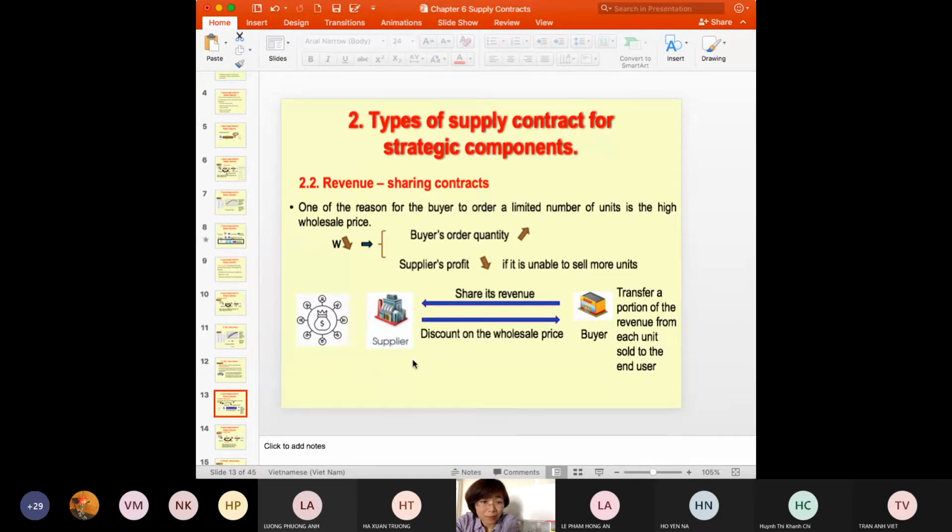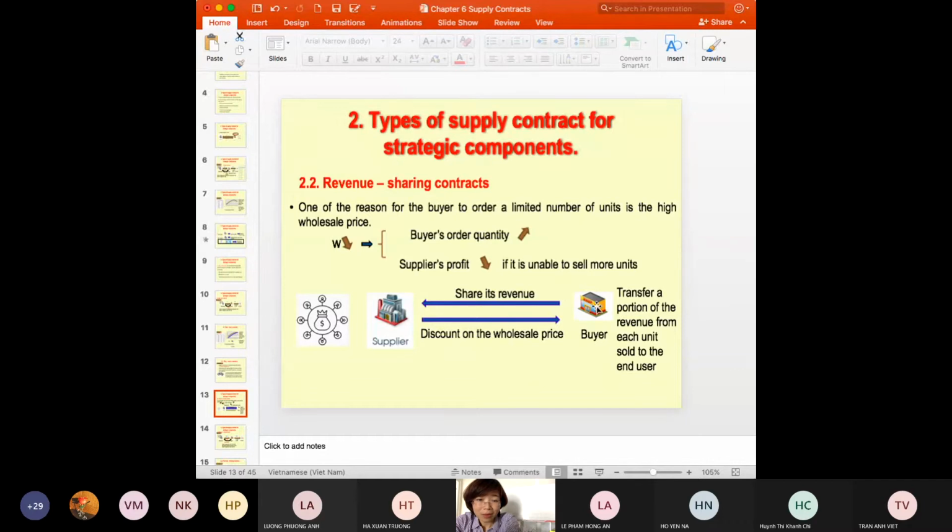So the supplier gives a discount on the wholesale price. If the buyer buys more products, they can get the lower wholesale price. But the buyer must share their revenue with the supplier. Okay, do you understand that?